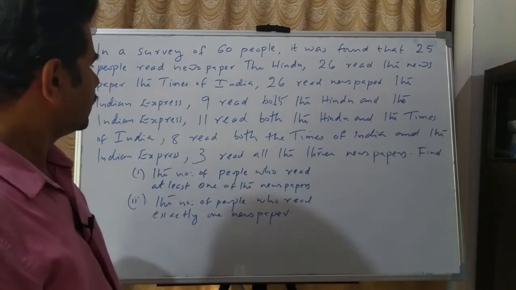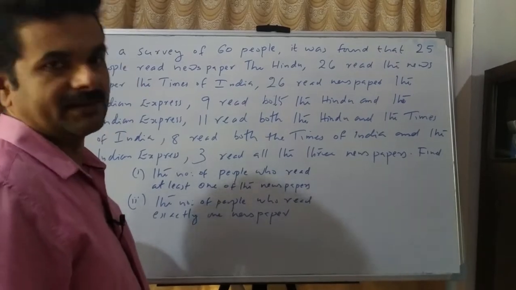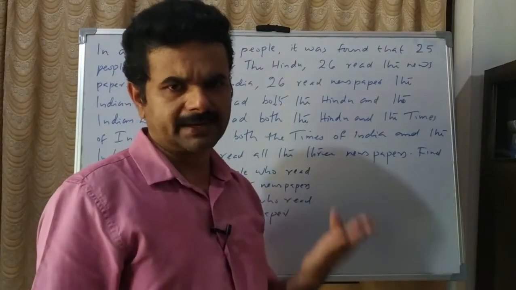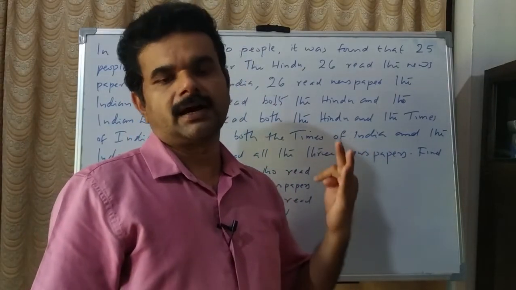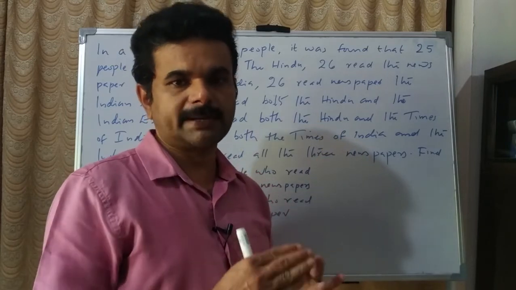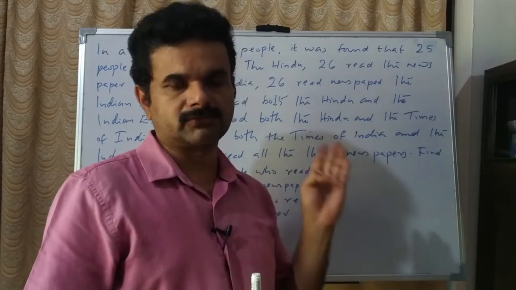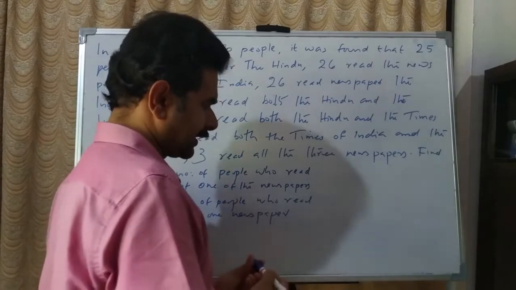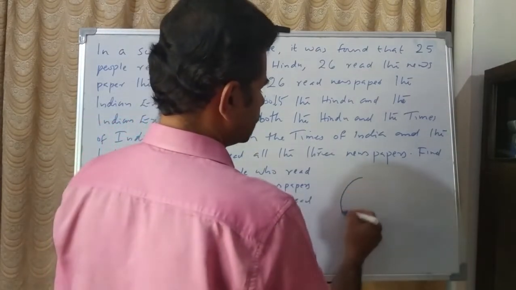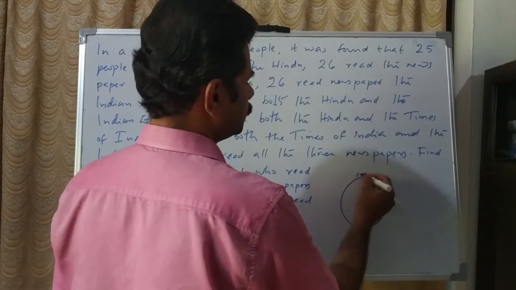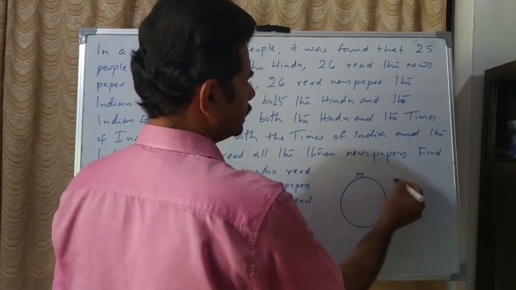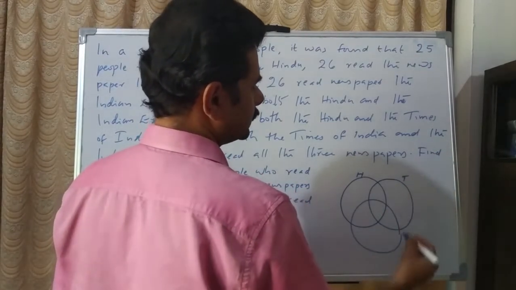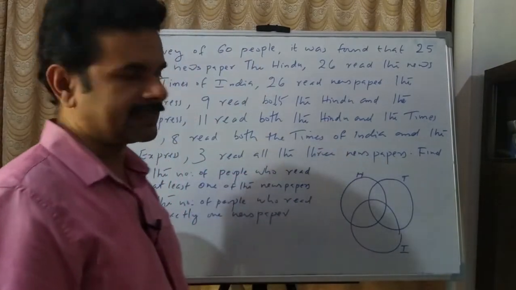At a glance, this is a very tough question, but it is very simple. The question talks about 3 newspapers: The Hindu, The Times of India, and The Indian Express. So we have to frame 3 sets, one for The Hindu, another for The Times of India, and a third one for The Indian Express. Let us take 3 sets. This is the first set, The Hindu. Second set, The Times of India. Third set, The Indian Express. These are the 3 newspapers.